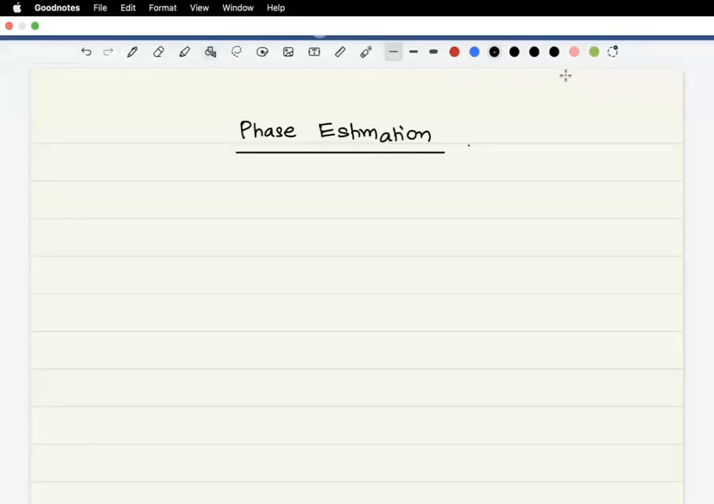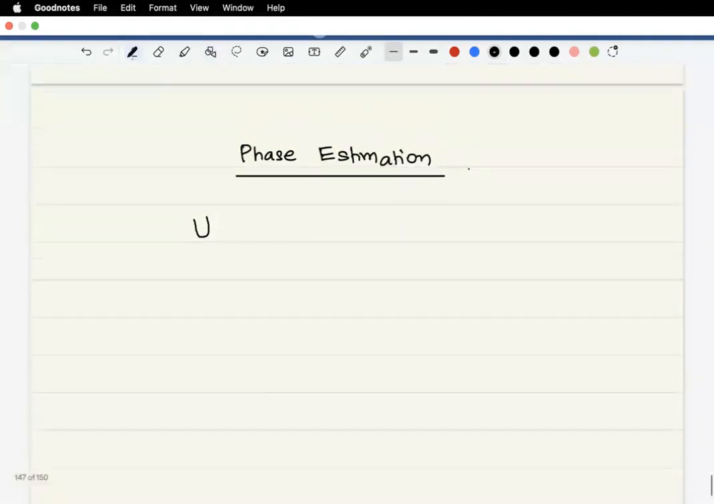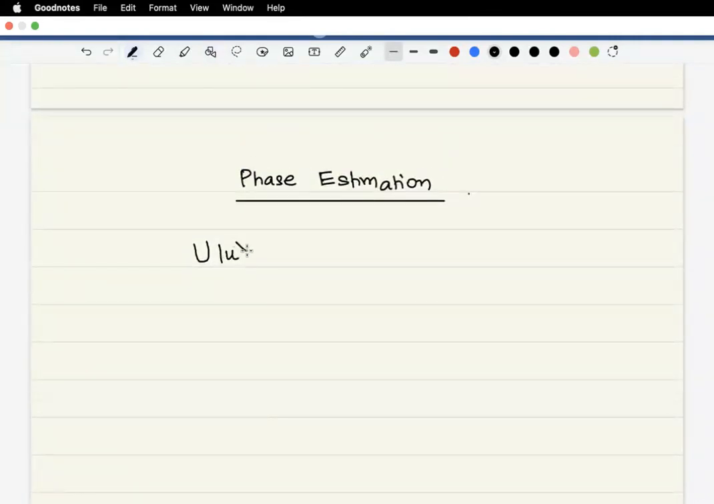Hi, we'll look at the phase estimation problem. So what is the phase estimation problem? We have this unitary U and the eigenvector ket u of the unitary U. We know that the eigenvalue of a unitary operator lies on the complex plane on the unit circle. So I can write this as U ket u equals e to the 2 pi i phi ket u. So this is the eigenvector eigenvalue equation for a unitary operator, and phi lies between 0 and 1.